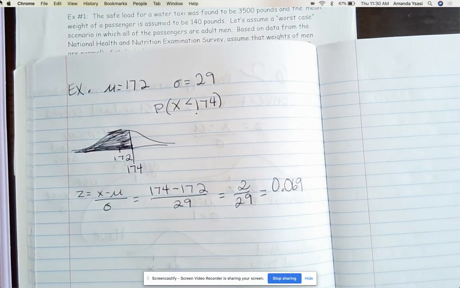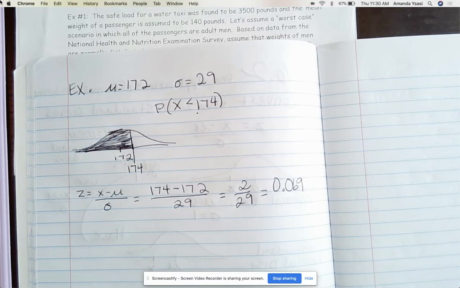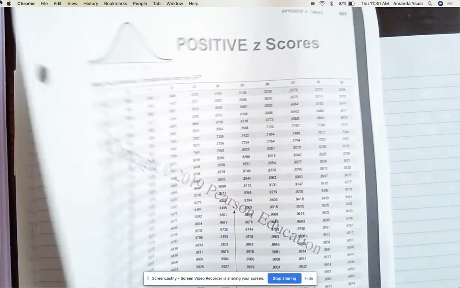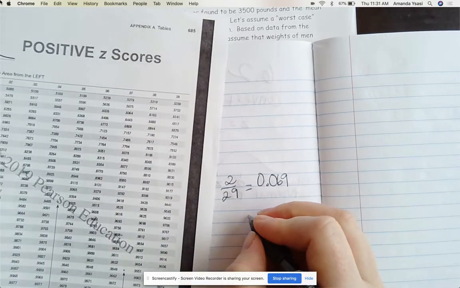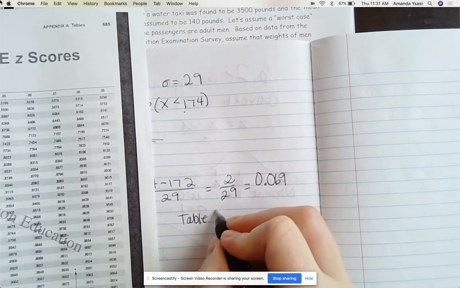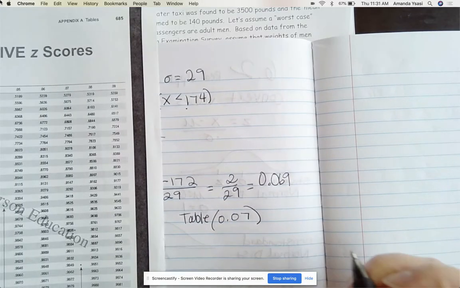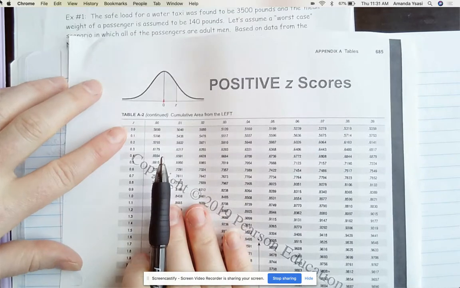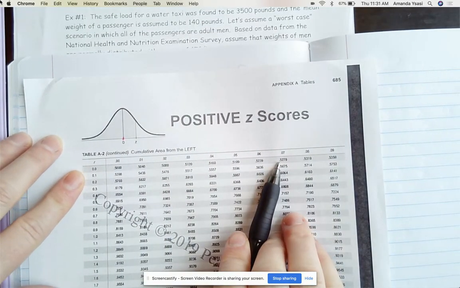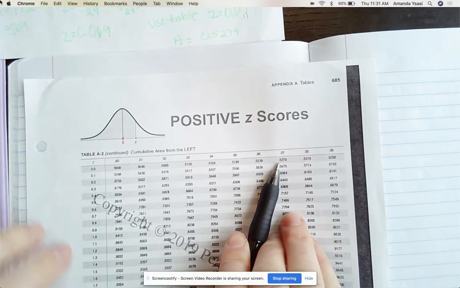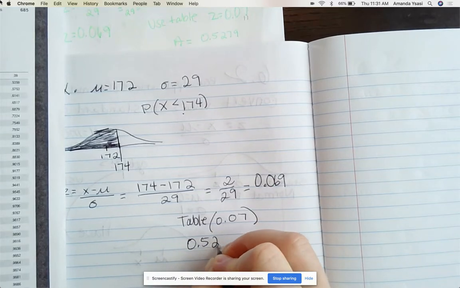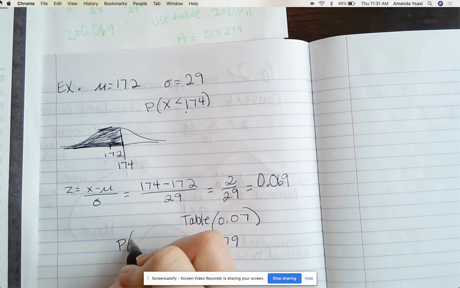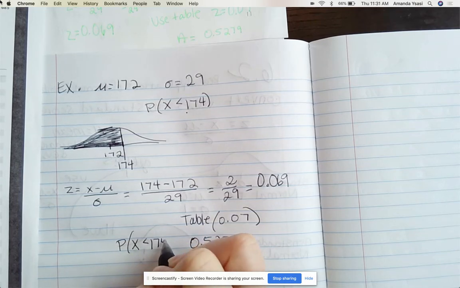Okay, so then the next step is to use our table, the A2. And this is a positive Z-score. So here is my table. I'm going to look for what's the closest to this on our table. I'm going to look at 0.07 and see what that equals. 0.07 is 0.5279. 0.5279 is your probability. So probability that X is less than 174 equals that.